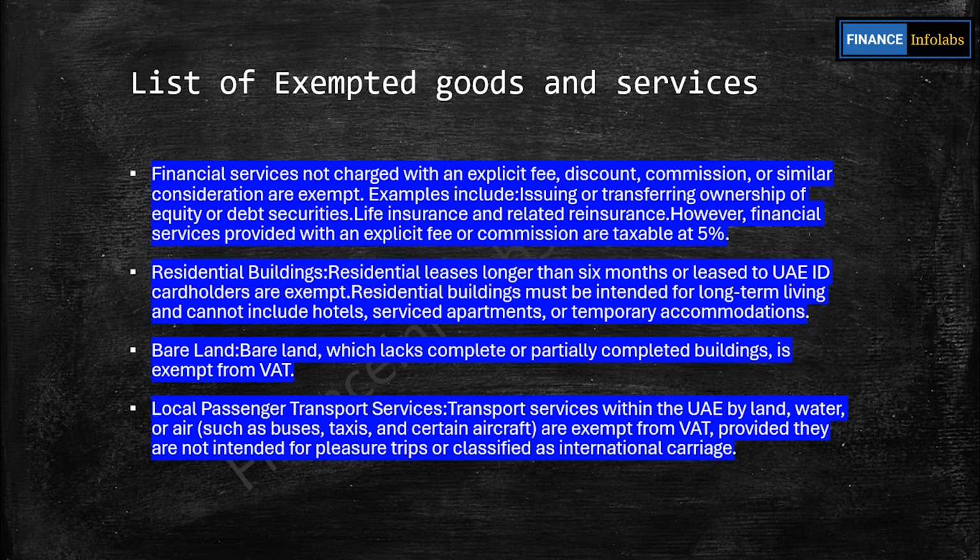The building must be intended for long-term living and cannot include hotels, serviced apartments, or temporary accommodations. Bare land, land without any buildings or with only partially completed structures, is exempt from VAT. Local passenger transport services within the UAE by land, water, or air, examples: buses, taxis, certain aircraft, are exempt from VAT, provided they are not for pleasure trips or classified as international transport.